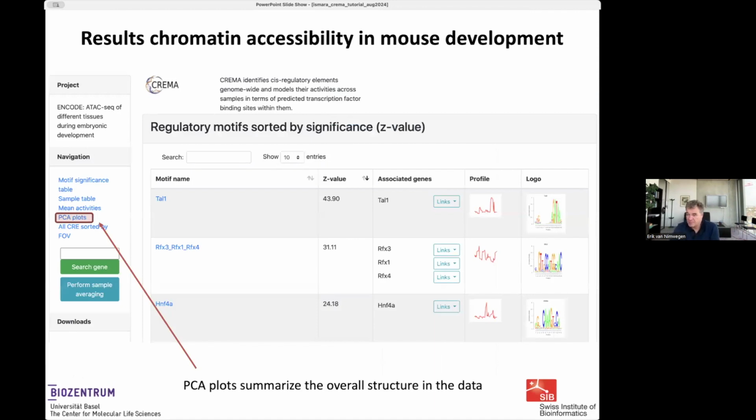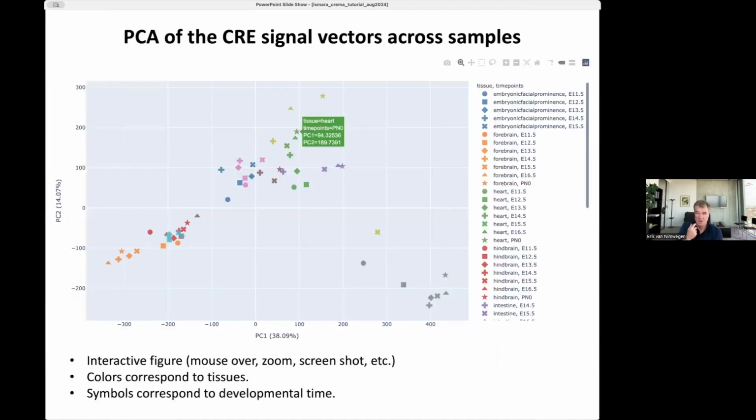A second thing that we provide for the CREMA results, which is different from ISMARA, we don't have this for ISMARA, is we try to give some overall structure of the results in simple PCA plots. So if you click on this link, the first PCA plot is basically just taking all the vectors of CRE activities in each sample, right? So in each sample, let's say we have in total 100,000 CREs. So we have 100,000 numbers of how active each CRE is.